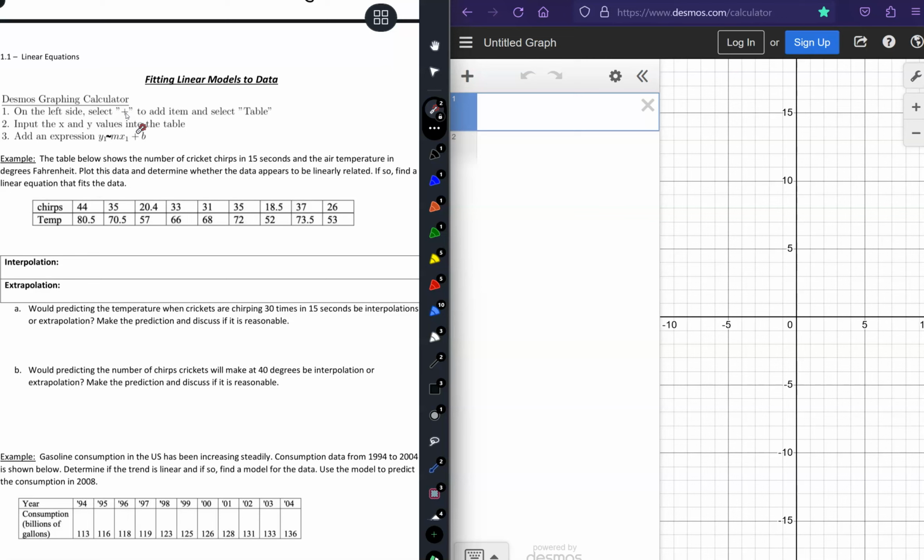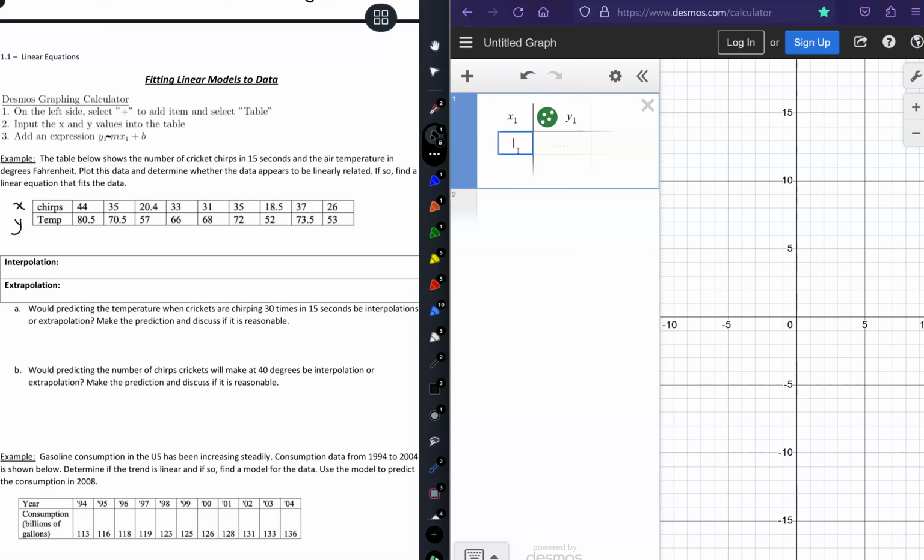So what we're going to do is go to the Desmos graphing calculator, which I have on the right-hand side of my screen here. We're going to this upper left-hand corner where there's this little plus sign that adds an item. We have these different options, and we want to add a table. So we have X1 and Y1, and we want to add our X values and our Y values, having them line up. So with our data set here, let's call the cricket chirps X, and we'll call the temperature Y. And we'll plug this into our table here.